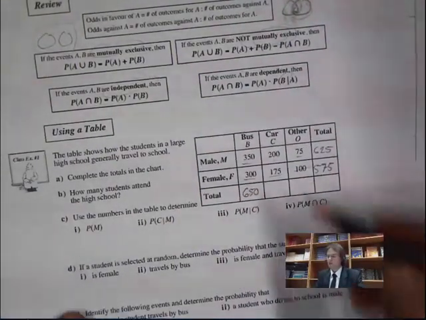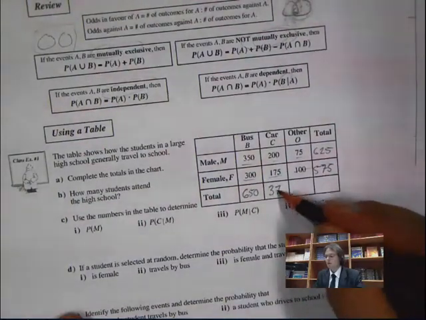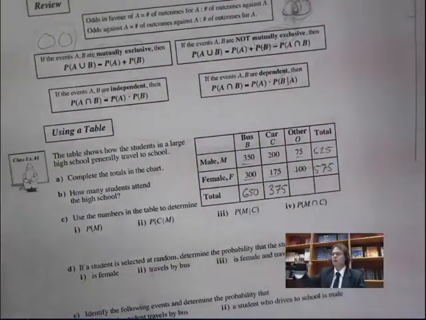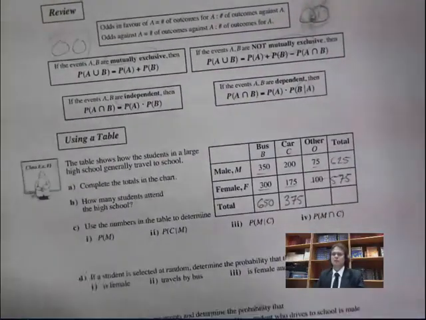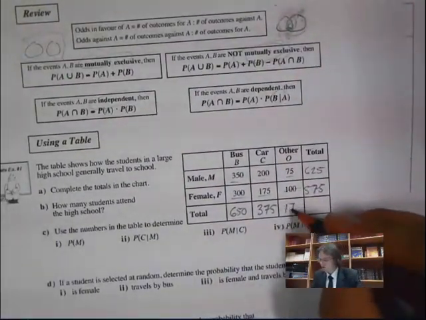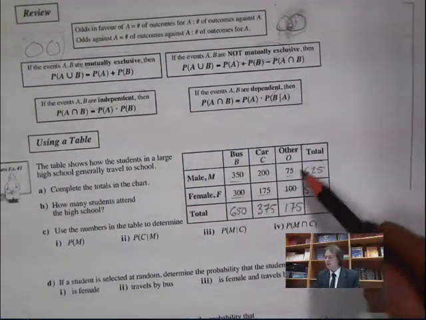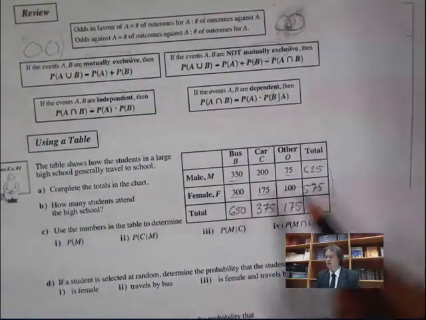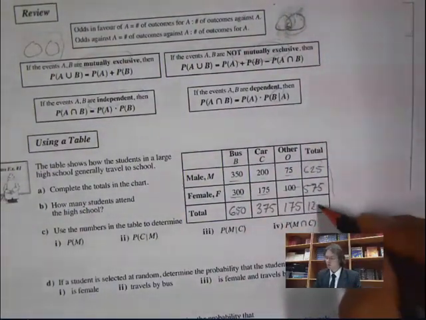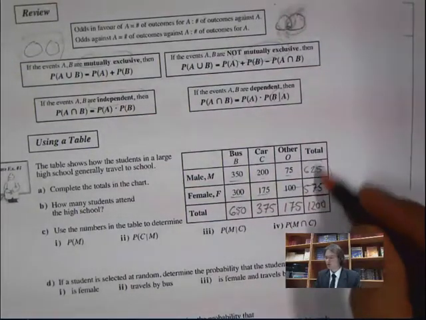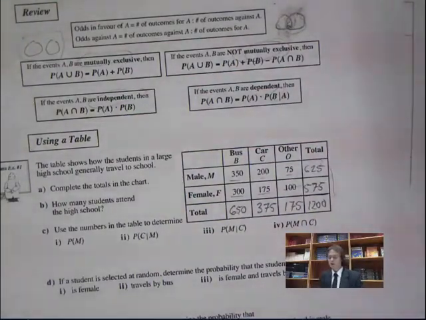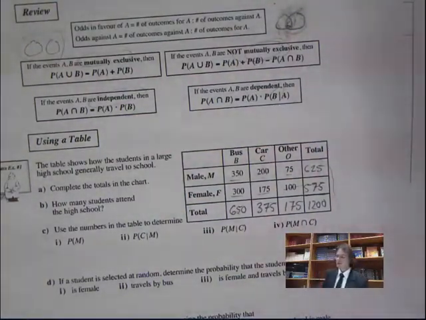How many take a car? Well, we add these together and I'm going to get 375. Now, how many go by any other transportation, which could be walking, something like that? That's going to be a total of 175. If I add these two together, it should equal the same as if I add these three together, which will give me 1,200. So the sum of the top two totals should equal the sum of these totals. So how many students altogether attend the high school? 1,200.